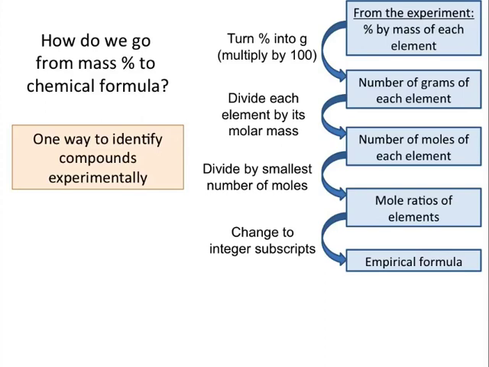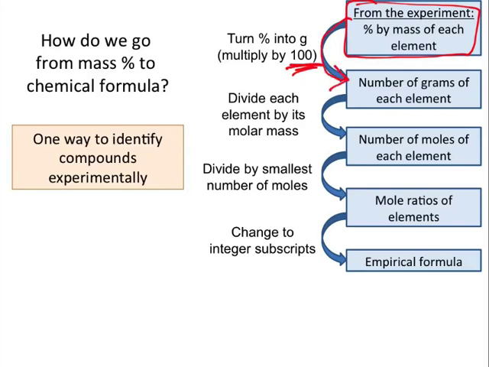So, alright, from the experiment, you'll get the percent by mass of each element, and so that's in this box up here. And then, the first thing you want to do is find how many grams of each element you have if you assume some sample size. And when you have a percentage, it's really easy to assume a sample size of 100. And so if you assume 100 grams of your total sample, then that means if you have 30% of one element, you have 30 grams of that element. And so that's this step here.